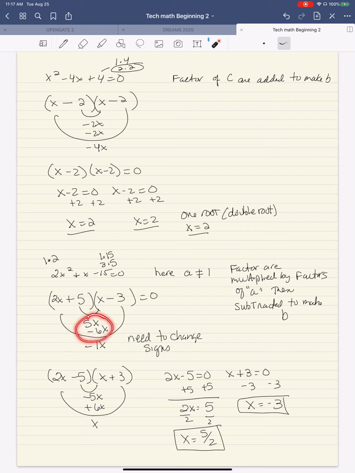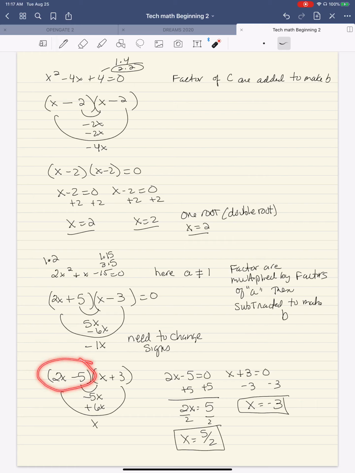So when I add these up, I get a minus x, which isn't right. I mean, the number's right, but I need a plus, not a minus. So all that means is instead of this being plus 5 minus 3, it's going to be minus 5 plus 3. So I switch the signs around. Now I have a minus 5x plus a 6x. There's my plus x.